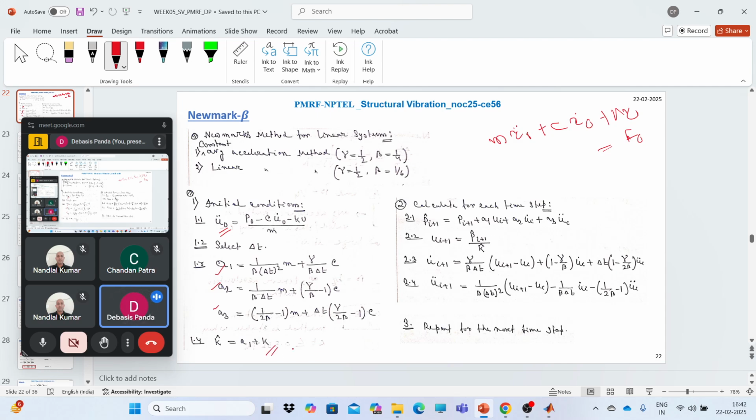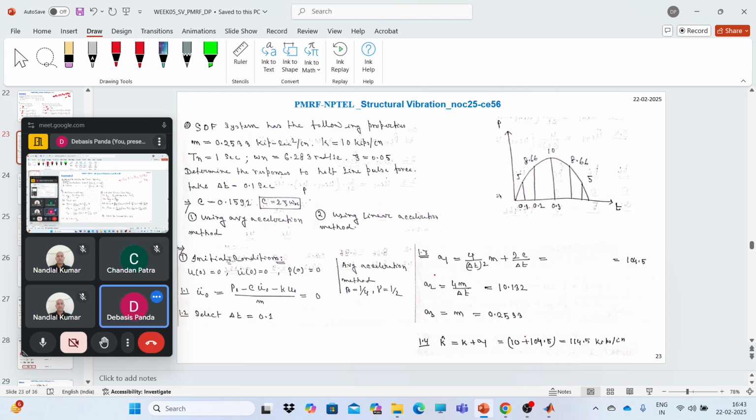Now, once we have this, we can easily calculate the force at ti plus 1 time instant, which is nothing but p i plus 1 plus a1 u i plus a2 u i dot plus a3 u i double dot. Once we have this, we can easily calculate at the next time instant the displacement u i plus 1, which is nothing but k inverse times the force at that time instant. Once we have that, we can easily calculate the velocity and acceleration. The velocity and acceleration formulas are already given by Newmark.